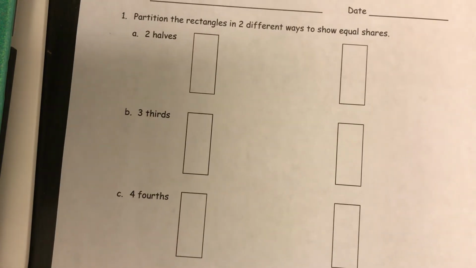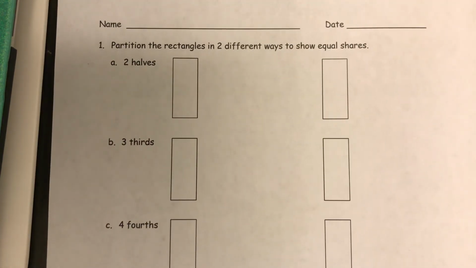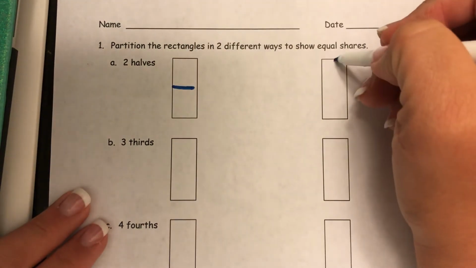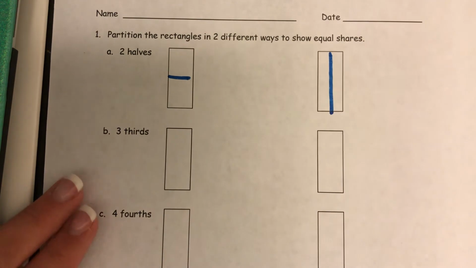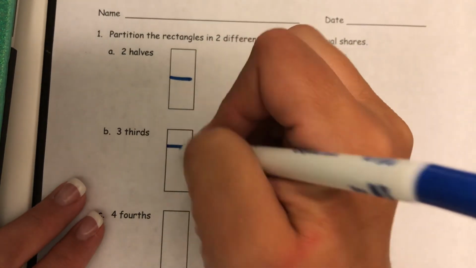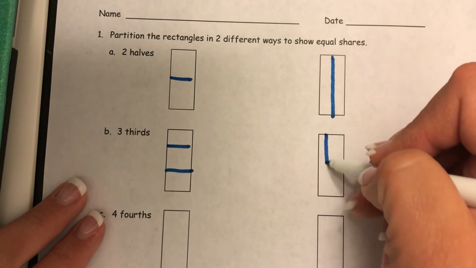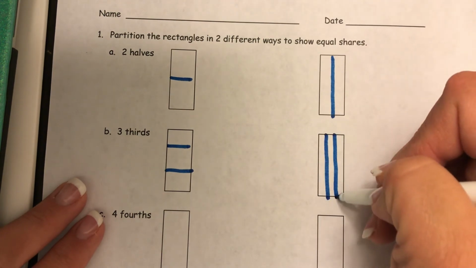All right, so your homework will look like this. You're going to partition the rectangles in 2 different ways to show equal shares. Well, you're going to have halves. So you can do that this way and this way, just like we did on the other paper. Thirds, you can do that this way. You can do that this way.